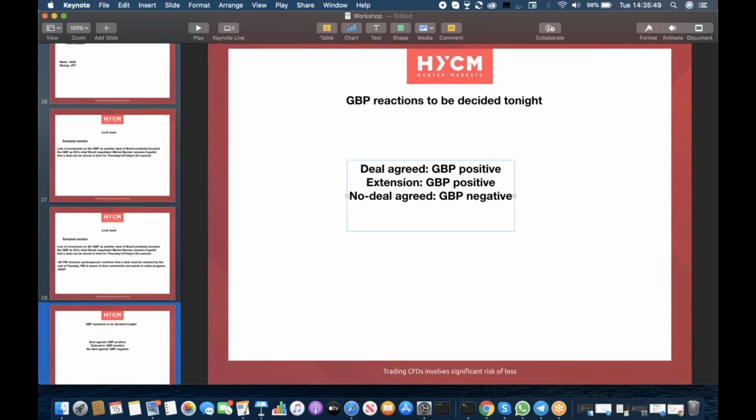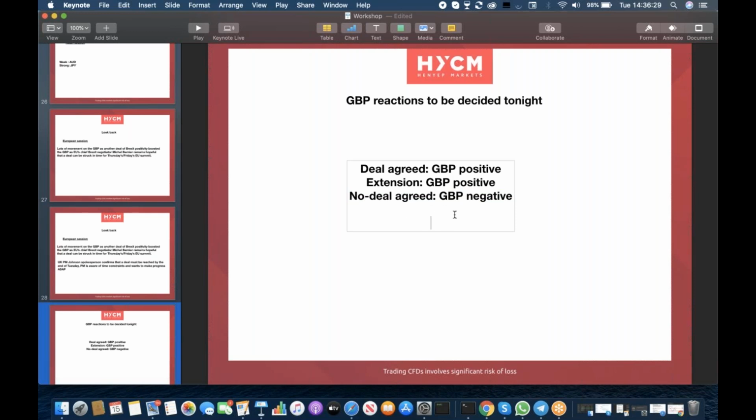Well, if a deal is agreed, then that will be pound positive. Okay. If an extension is agreed, that will be pound positive. Now, if it's no deal agreed, that will be pound negative. So if Michel Barnier turns around and says there's no chance of us getting this deal done, we're back to square one or something like that, then we're going to see the pound selling off. Okay. If we see a deal agreed, yeah, we've done it, then expect that to be pound positive. So they're the three main outcomes that we're expecting from today.